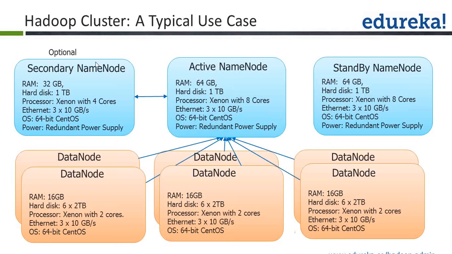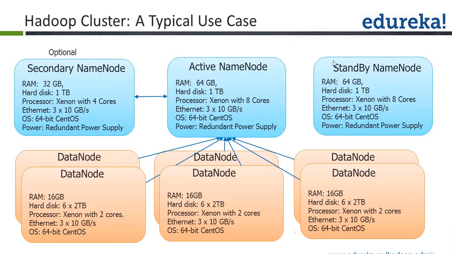Now you also have a secondary name node. Now, secondary name node is not required. When you have a standby node, you will not be requiring a secondary name node, all right? So this is something which your typical Hadoop cluster would look like. So people who have already got experience should be more familiar with this.